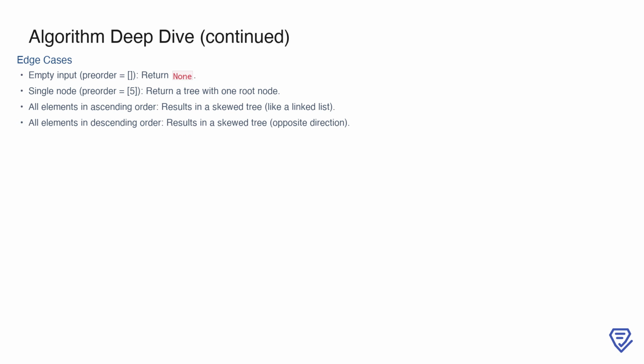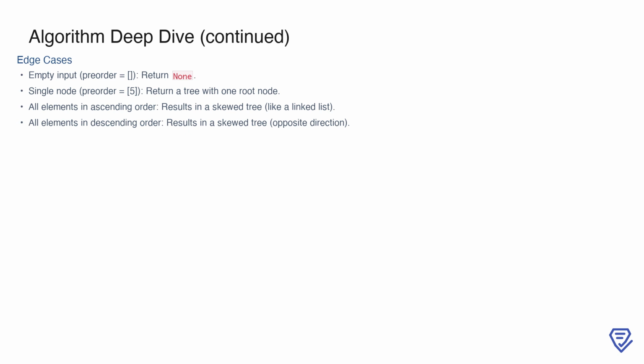Finally, let's consider some edge cases. If the input array is empty, there are no nodes to construct, so we return None. For a single node array, the result is a tree with just the root node. If all elements are in ascending order, the tree will be skewed to the right, resembling a linked list. Conversely, if all elements are in descending order, the tree will be skewed to the left.